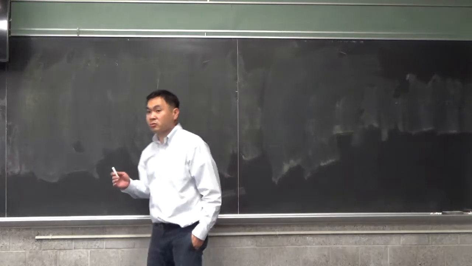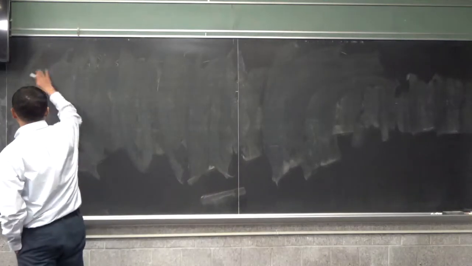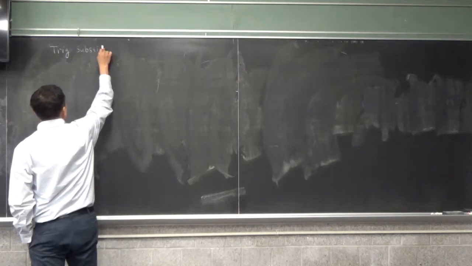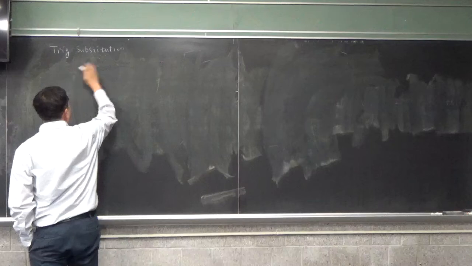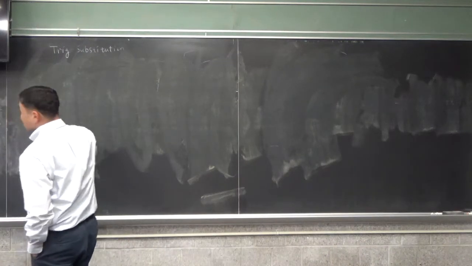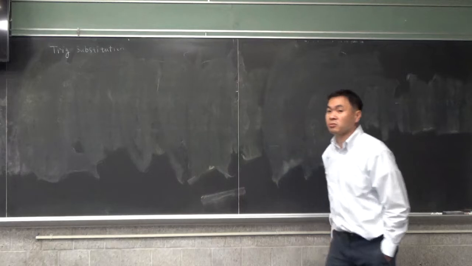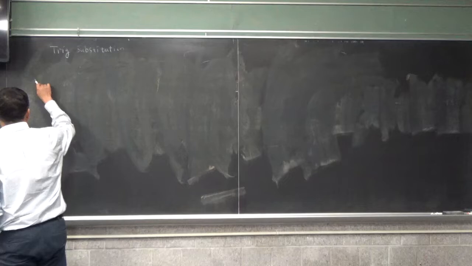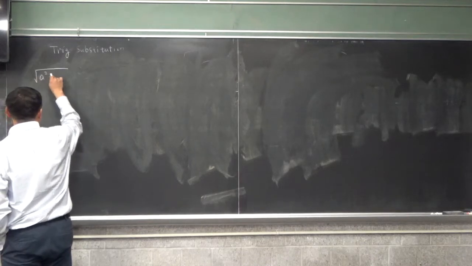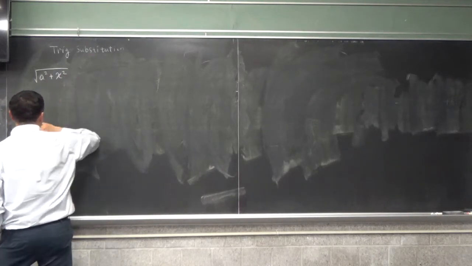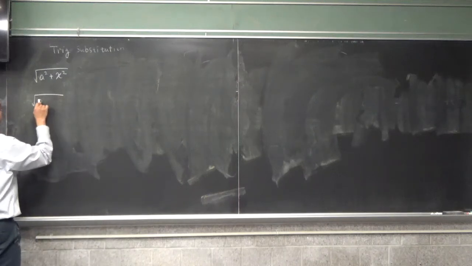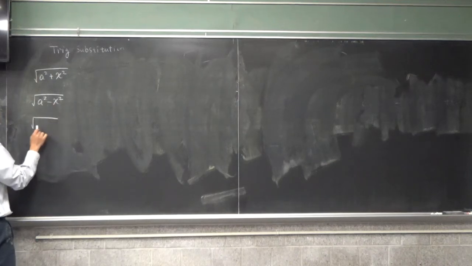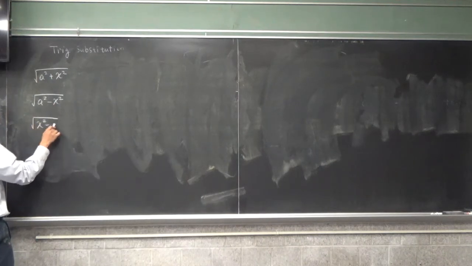I'm going to introduce the trigonometric substitution method. These are substitutions necessary to integrate certain integrals that contain something like the square root of a squared plus x squared, or the square root of a squared minus x squared, or the square root of x squared minus a squared.